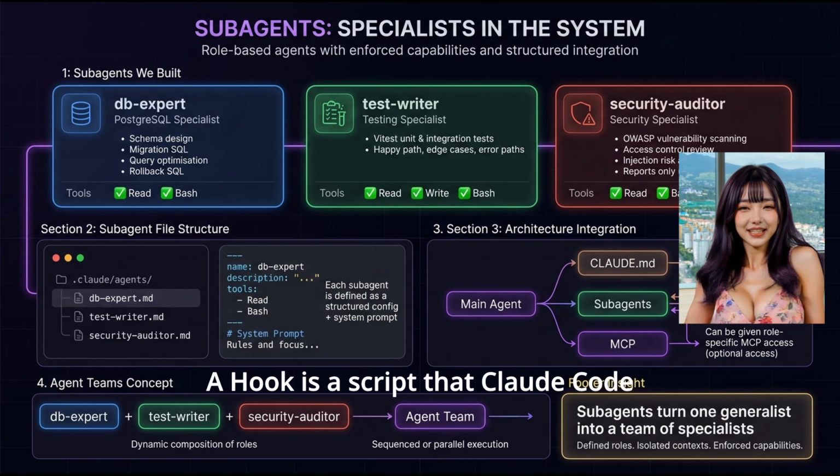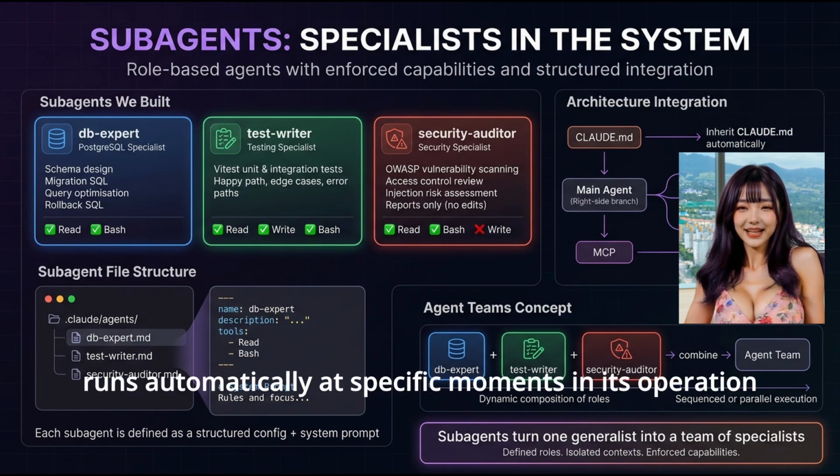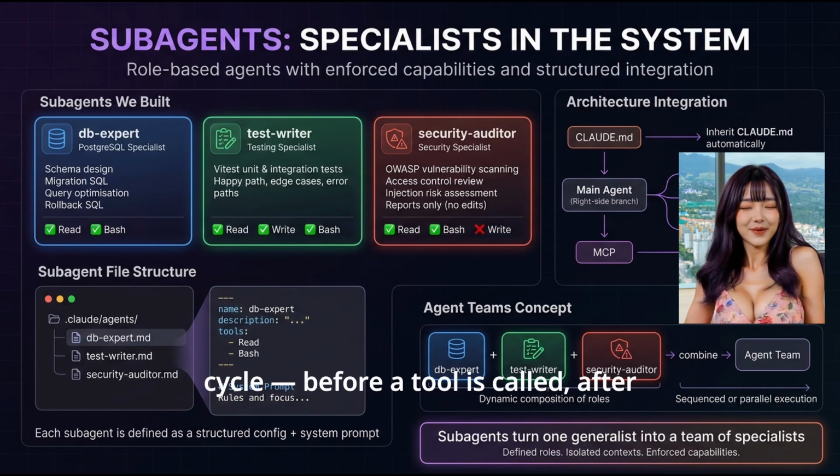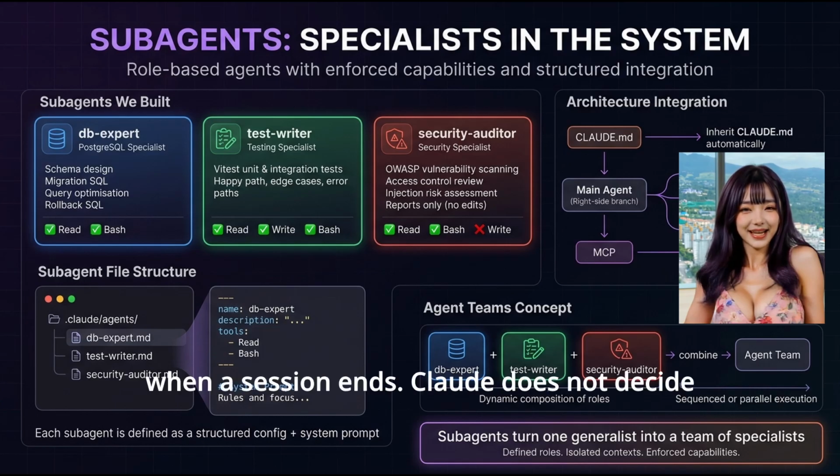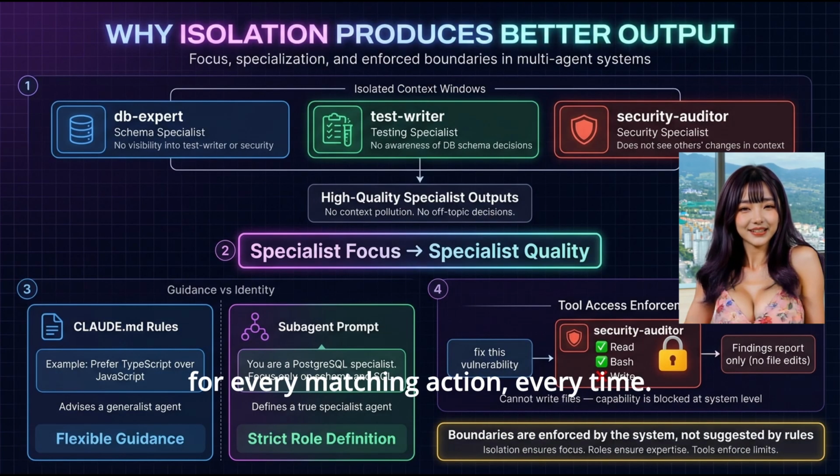A hook is a script that Claude Code runs automatically at specific moments in its operation cycle, before a tool is called, after a file is written, when a session ends. Claude does not decide whether to run it. Claude Code runs it for every matching action, every time. If the script says block, Claude is blocked.